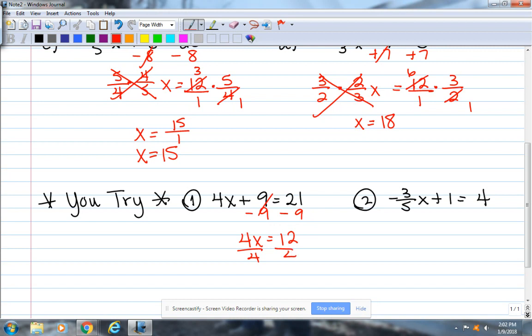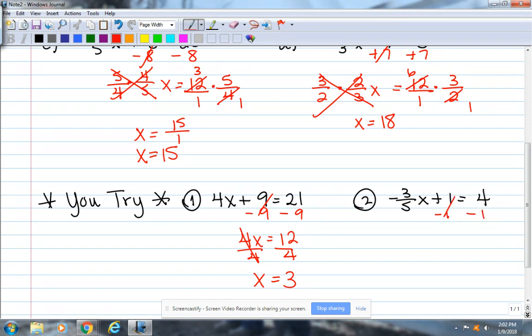Raise your hand high. What do we get? What do we get? X equals what? 3. Raise your hand high if you got x equals 3. Y'all are seriously rock stars. Everybody gets 100 on that problem. You still got it. There you go. All right, number 2. Negative 3/5 x plus 1 equals 4. What did we do first to get x by itself over here?